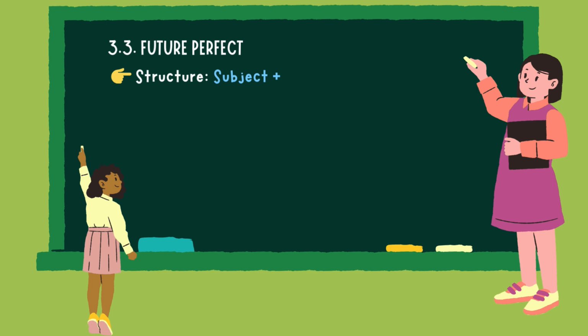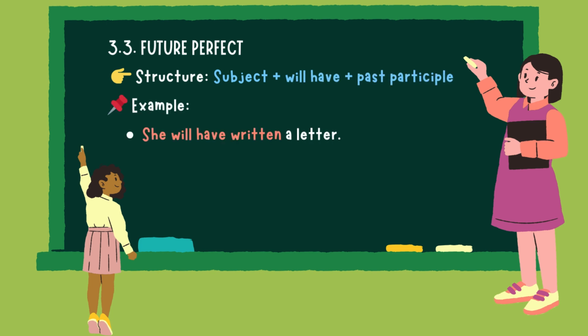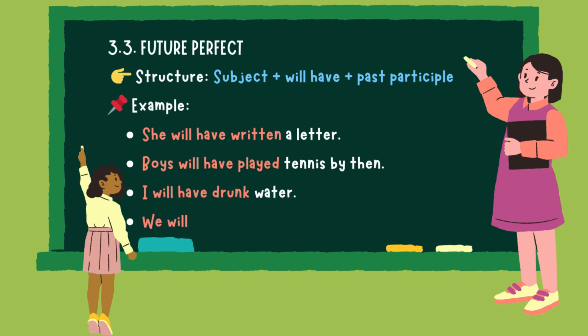3.3, future perfect. Structure: subject plus will have plus past participle. Example: she will have written a letter. Boys will have played tennis by then. I will have drunk water. We will have won all the matches.